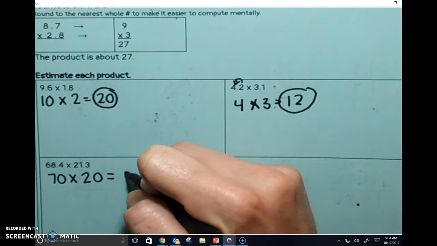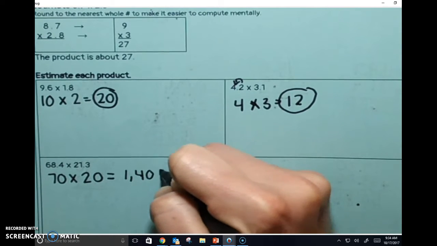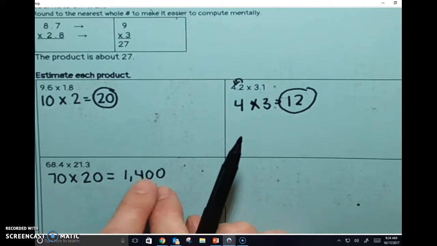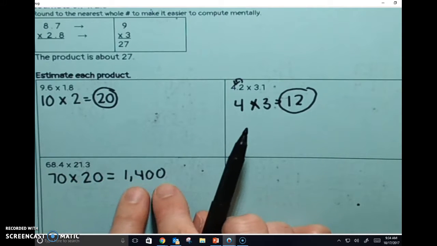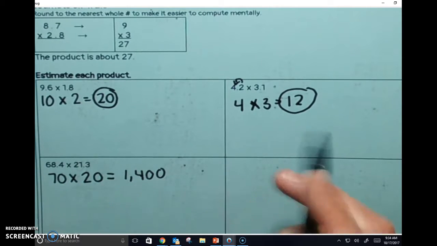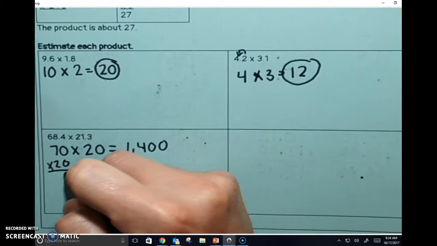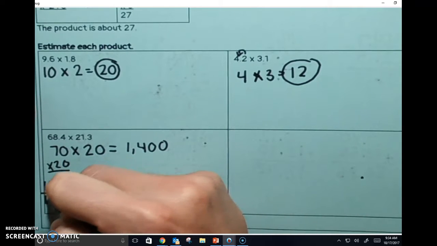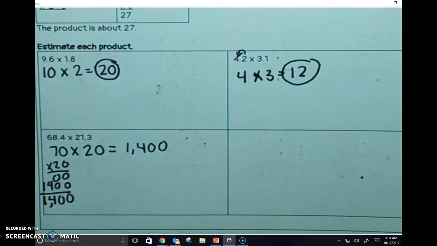1,400. Guys, because look, I know 7 times 2 is 14, but then we have 2 zeros, so we have to have 2 zeros. Otherwise, you're going to go like this, right? We go 0, 0, 0, 0, 14. And then add your 2 zeros.